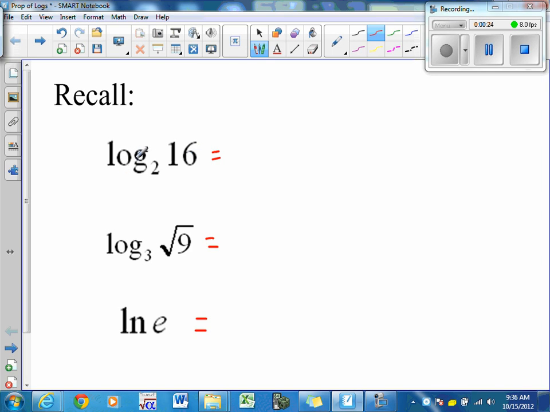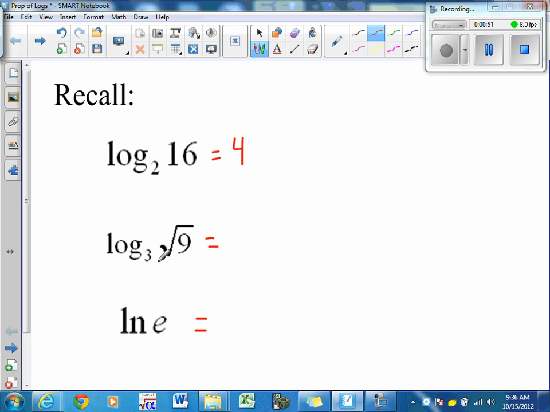So when we have log base 2 of 16, remember the 2 is a small subscript, 16 is on the same line, so to speak, as the log. This means 2 to what power, we think of the log as meaning to what power, is 16. 2 to what power is 16, and the answer is 4.